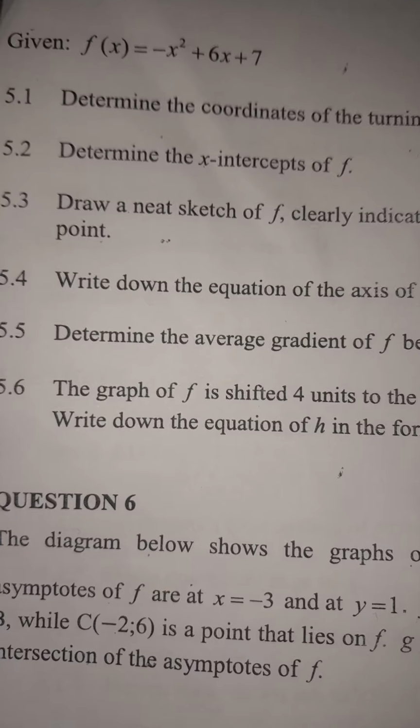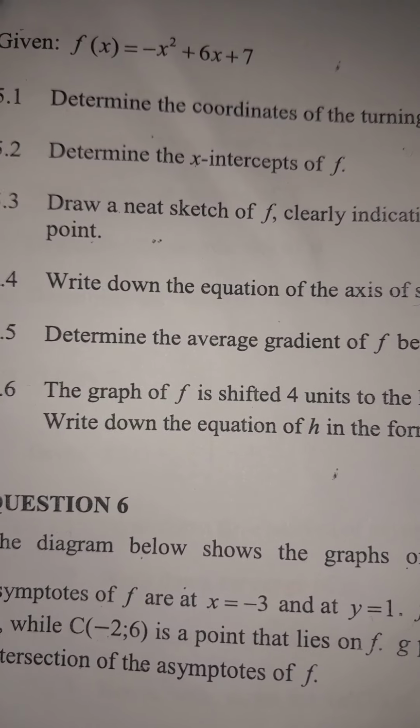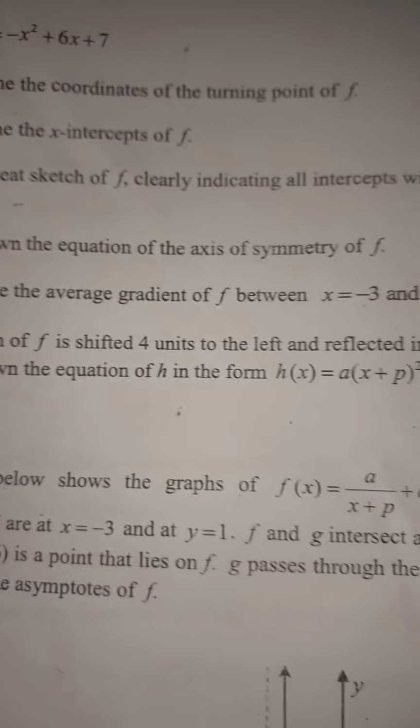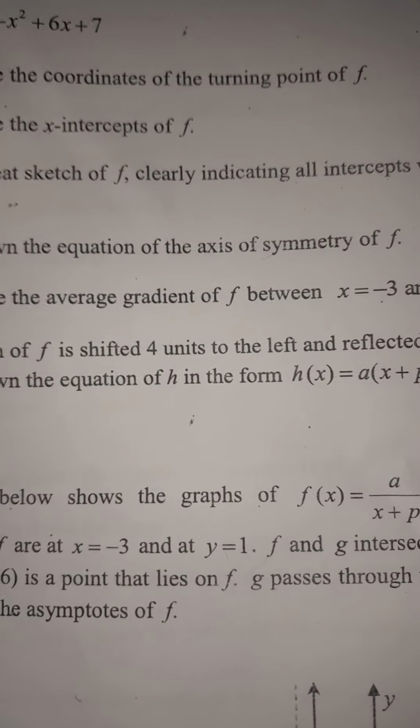We are at question 5, Grade 11. Given that f of x is equal to negative x squared plus 6x plus 7, we are asked to determine the coordinates of the turning point of f, for 3 marks. So we are at question 5.1. Remember that f is given as f of x equals negative x squared plus 6x plus 7.